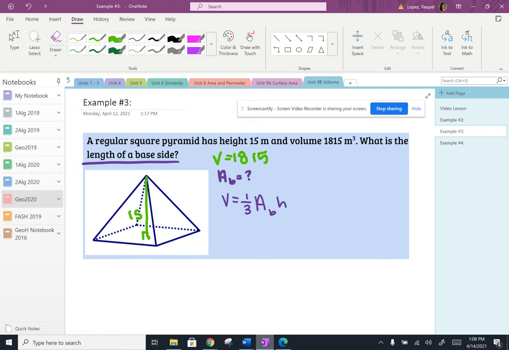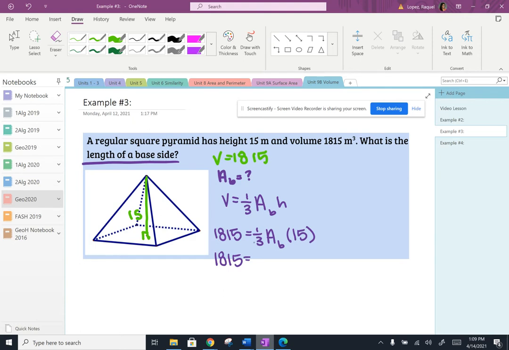So here's my volume formula for a pyramid. And I know V is 1,815. So I'm going to set that equal to the formula for volume. Don't know what the area of the base is, but I do know that the height is 15. Okay, so now what we can do is I can simplify everything on the right-hand side of this equation here.